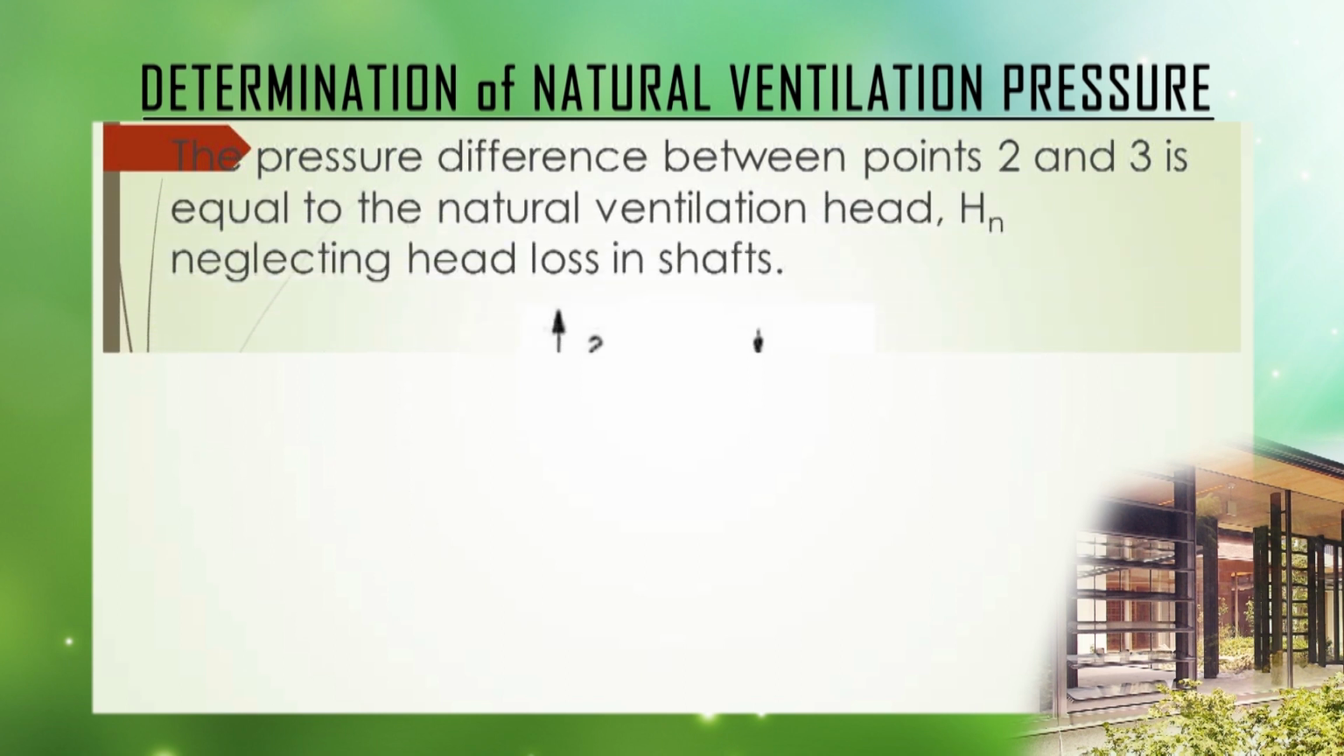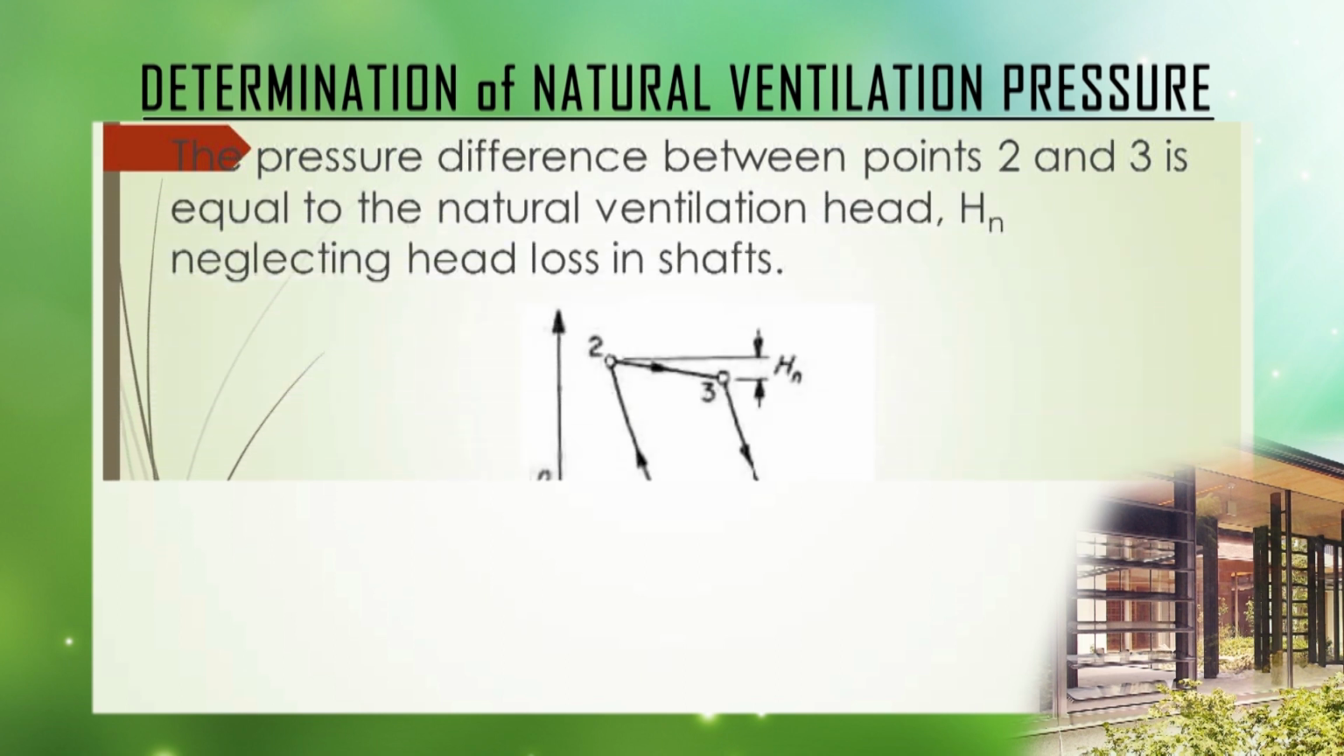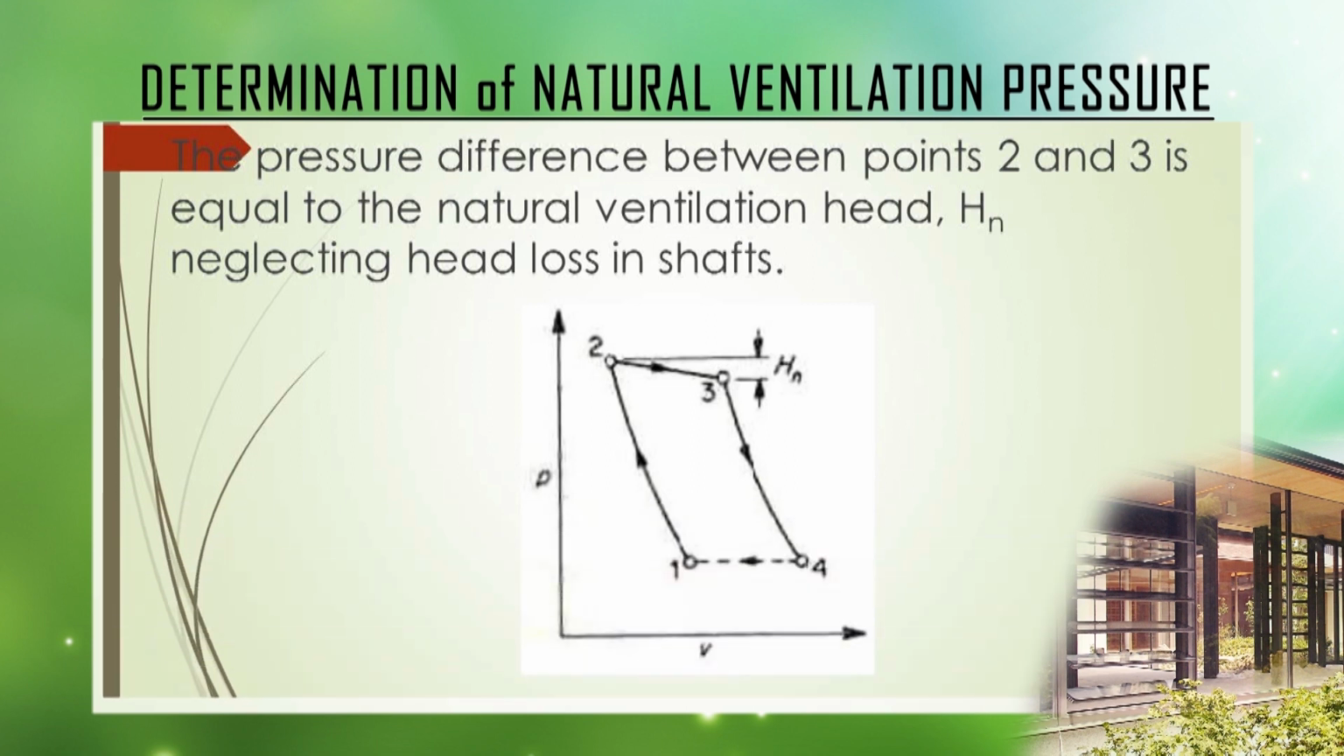This is the figure. The pressure difference between points 2 and 3 is equal to the natural ventilation head Hn, neglecting head loss in shaft. If this graph is plotted carefully and accurately, then we can determine the natural ventilation very precisely.